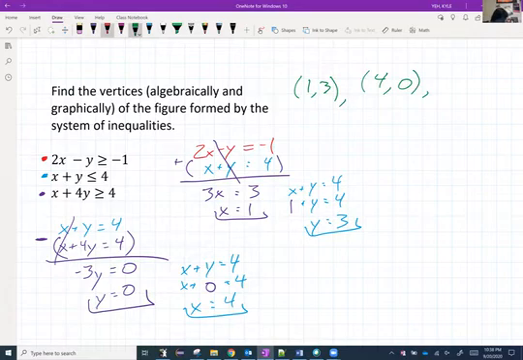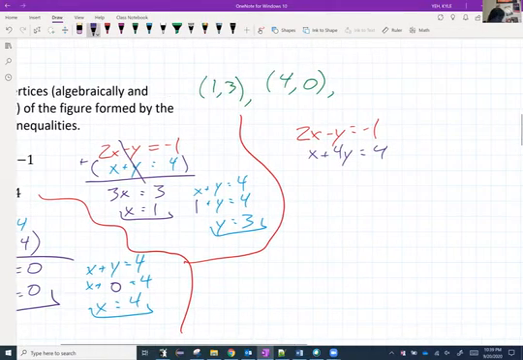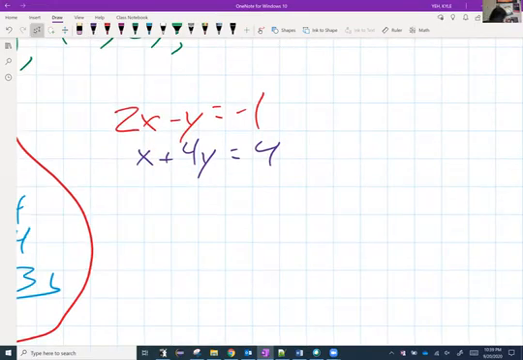Now let's just find where red hits purple. That was one part, there's another part. Where does red hit purple? 2x minus y equals -1. Purple is x plus 4y is greater than or equal to 4, but I'm just going to say equals because I'm just looking where the lines hit. And for this problem, it's not perfectly set up for elimination.